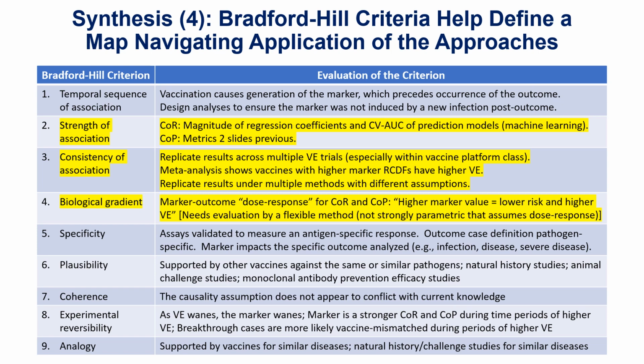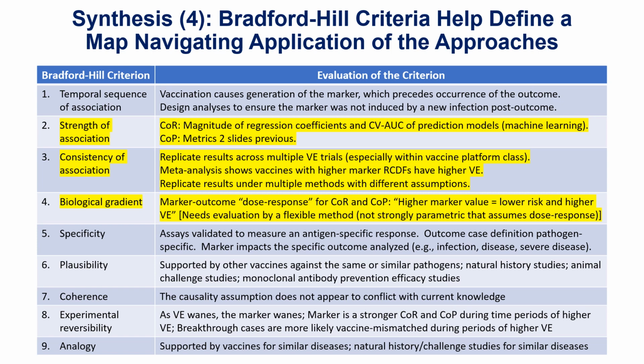Lastly, I find it useful to list the Bradford-Hill criteria for causation and then think about how those map to the utility of the different statistical approaches for learning about correlates of protection. And I think all of these criteria are really important to think about. I'm only going to mention 3 briefly for the sake of time. So there's strength of association. There, the statistical approaches very directly give us things like magnitude of regression coefficients and cross-validated error in the curve for prediction, and also the COP metrics. Two slides ago, I mentioned different metrics that can be used to rank strength of association.